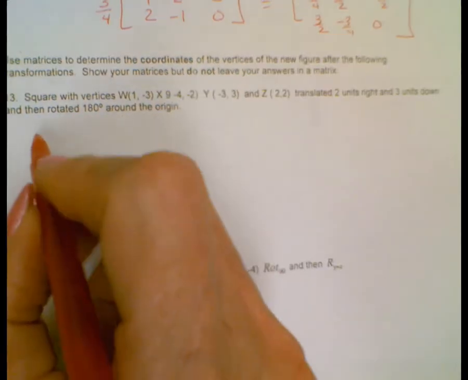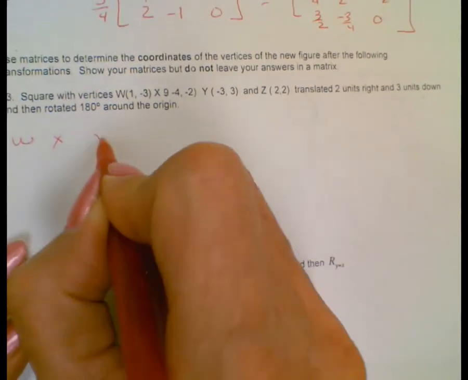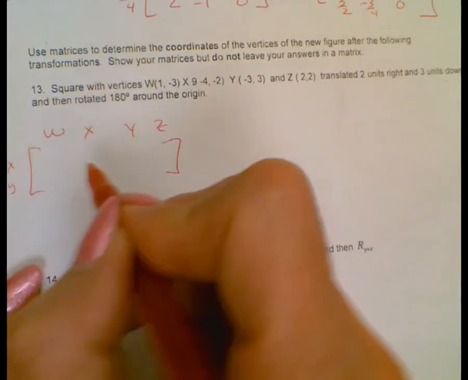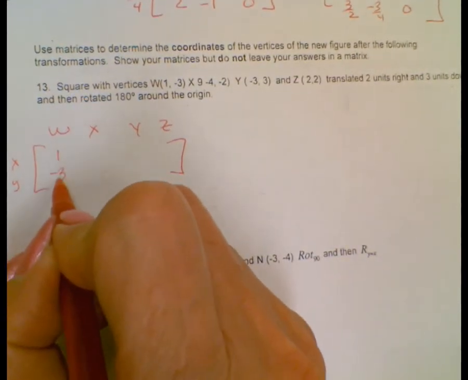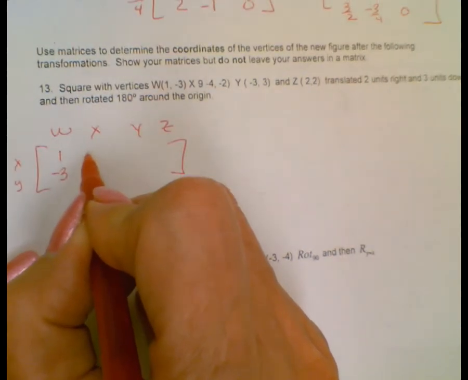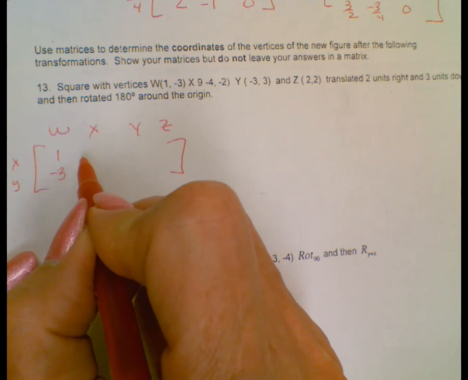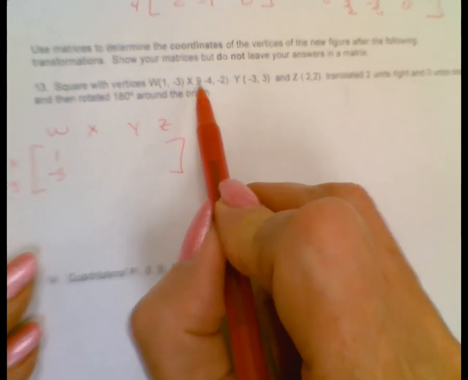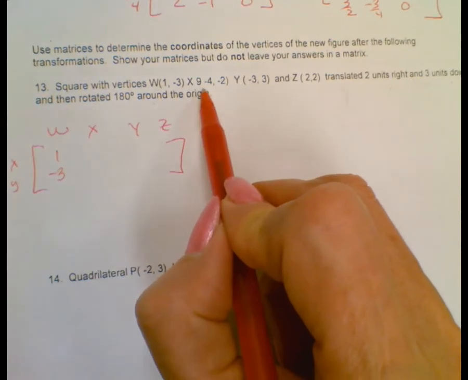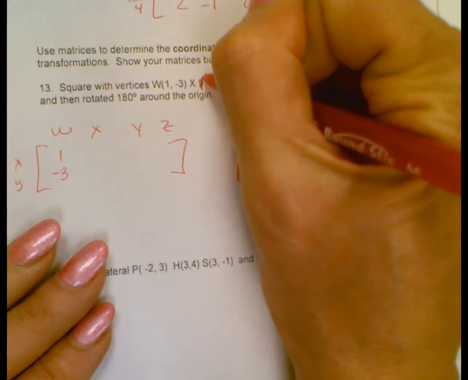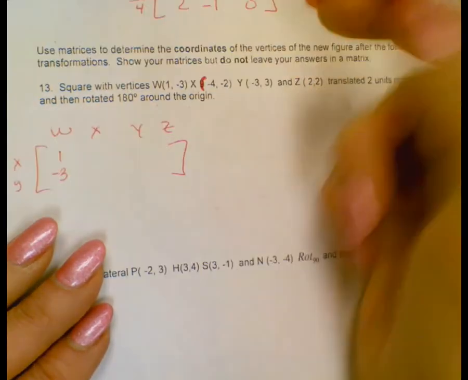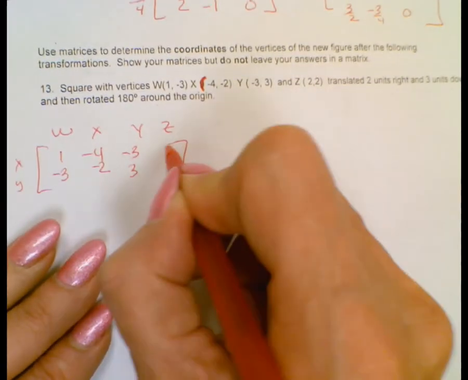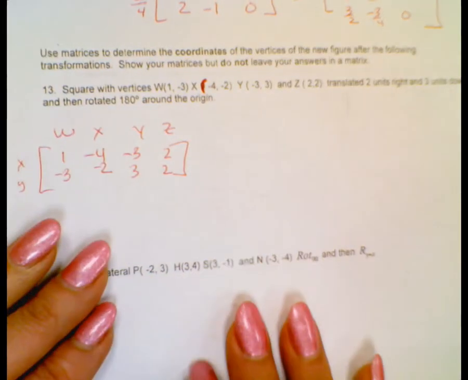So first transformation. Right now we have W, X, Y, Z. We're going to set this up as a matrix, which is your X and Y coordinates. So you're going to go 1, negative 3. That's W. There's a lot of things going on here. I think this is supposed to be a parenthesis. This is supposed to be negative 4, negative 2, negative 3, 3, 2, 2. So set up your ordered pairs.